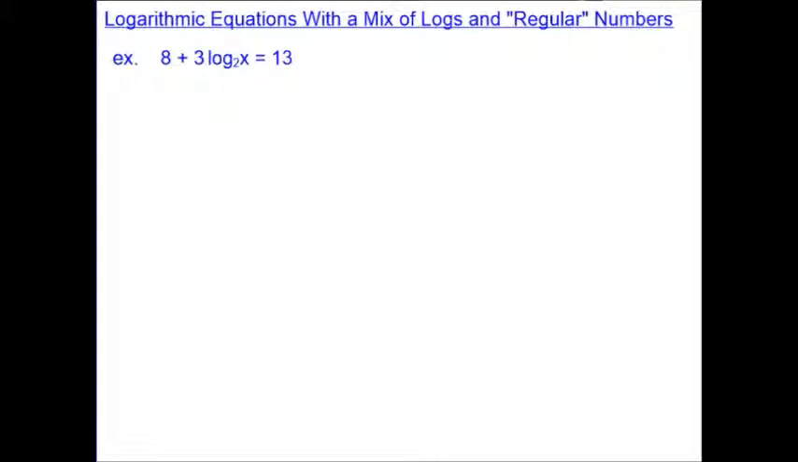Alright, our next category is log equations with a mix of logs and regular numbers. So this is the first time basically the word log happens in the original equation, and so we need to work with that. Okay, now first thing first, I want to try to get that log by itself. Okay, and again, please resist the temptation of turning that 8 plus 3 into an 11. That would make me very, very sad.